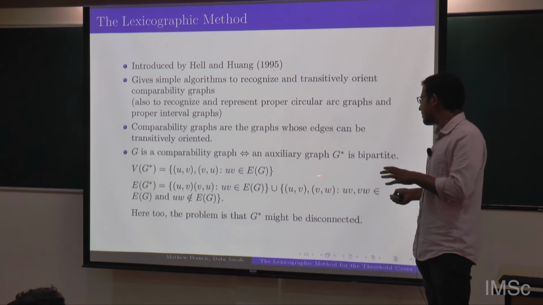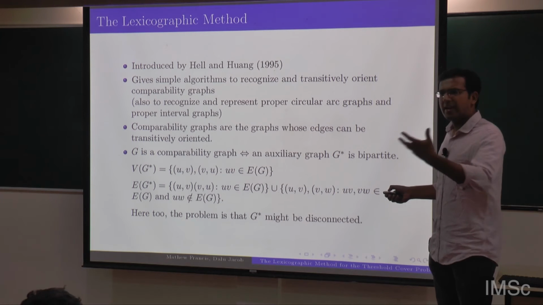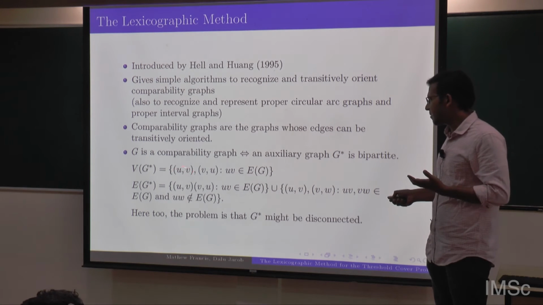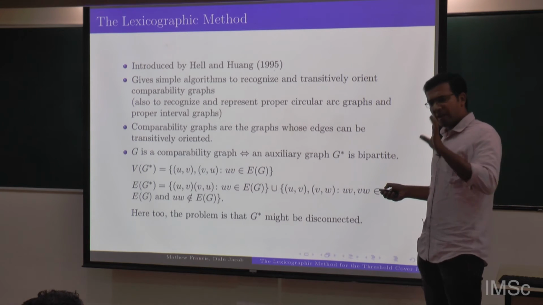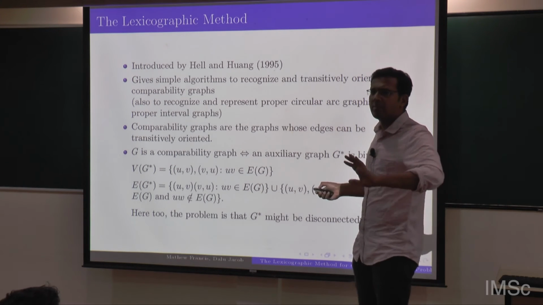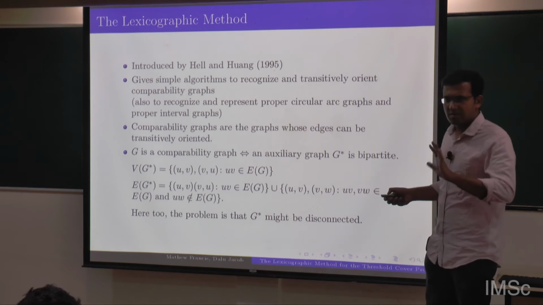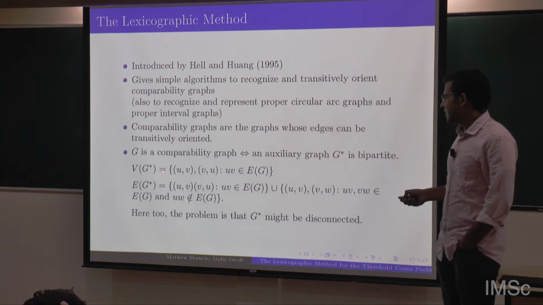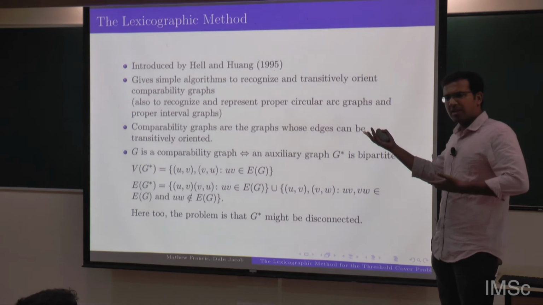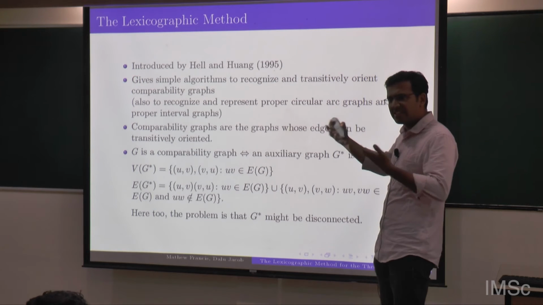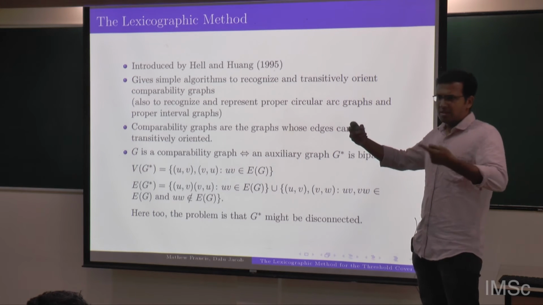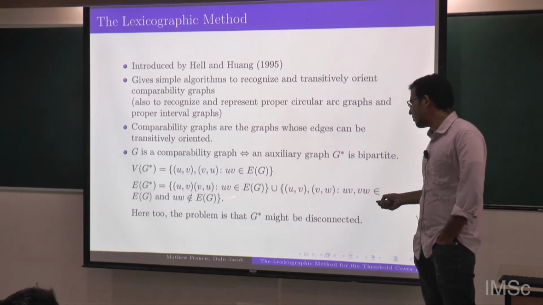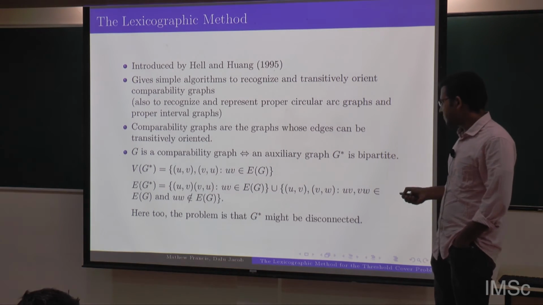Once you find a bicoloring of your G star, you take out one color class of it, and that color class will contain some pairs U, V, and if you put those orientations on your edges, it will be a transitive orientation. This is what you want to do. Like in our auxiliary graph G prime, where the edges captured the conflicts, there was an edge between two vertices if those two edges could not be put in one threshold graph. Similarly, you have edges here which capture these things.